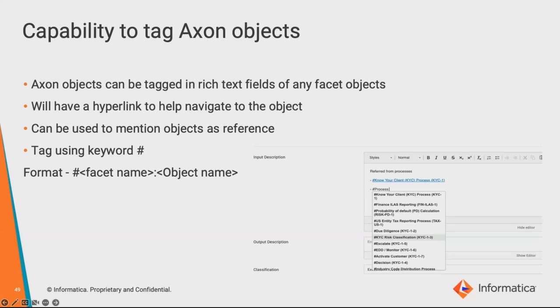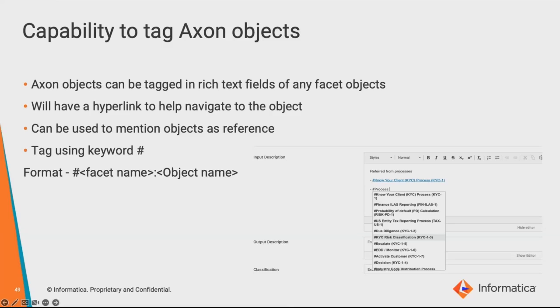So you need to follow the keyword, which is the hash, followed by the facet name. You can see in the screenshot there, once you provide a process, colon, and if you just wait for a couple of seconds, not even a second, I would say, you get a list of processes which are available in the system. It is a drop-down list. You can pick them. And if you have a duplicate name as well, we have the IDs mentioned on the right-hand side within the braces.